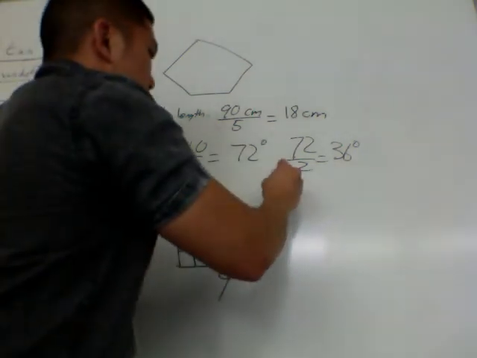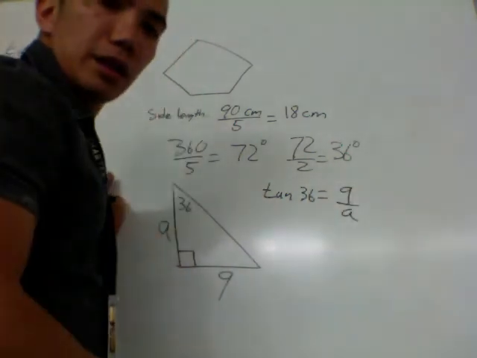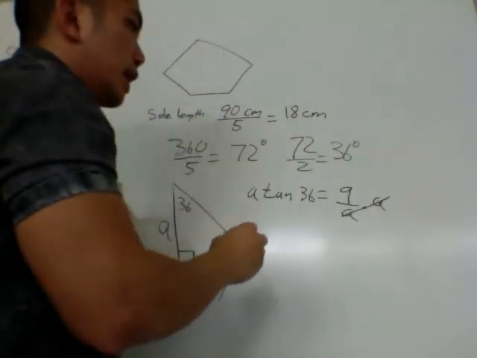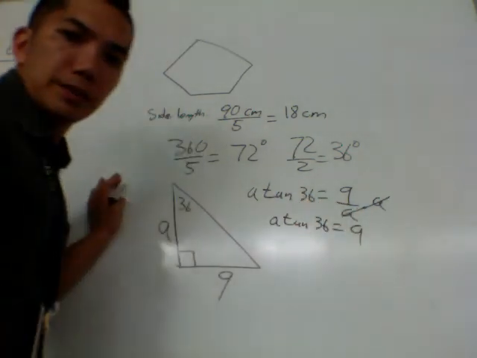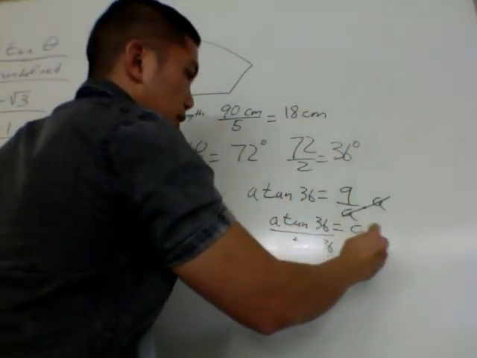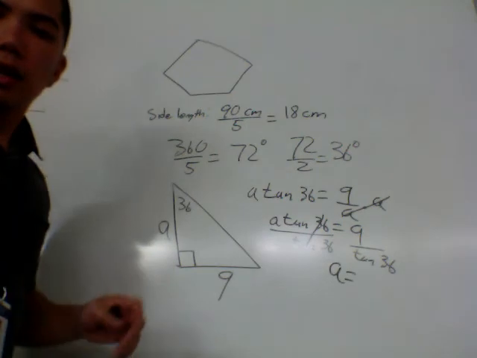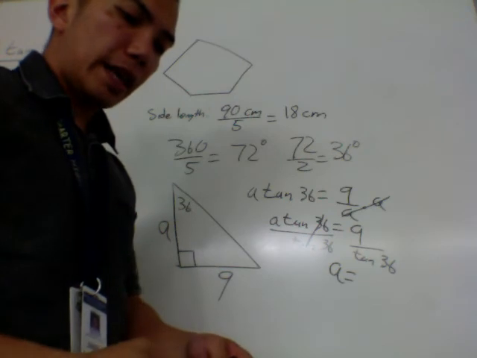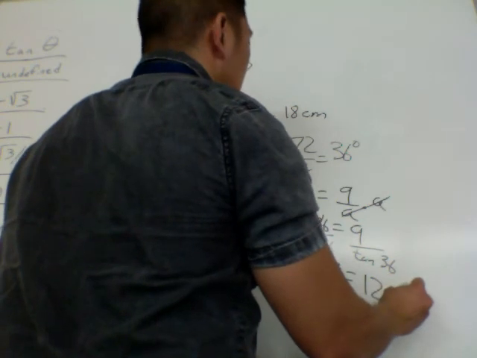So tan of 36 is equal to 9 over A. Multiply both sides by A. And so I get A tan 36 is equal to 9. I divide both sides by tan 36. And I get A is equal to, so now let's go ahead and look at a calculator. Do 9 divided by 36 tan. So A is equal to 12.4 centimeters.